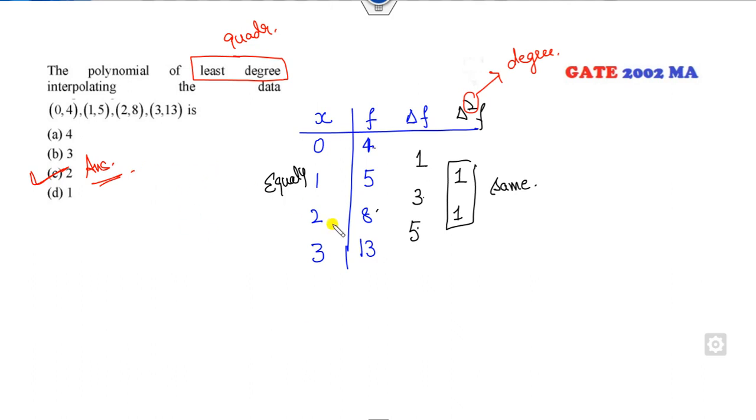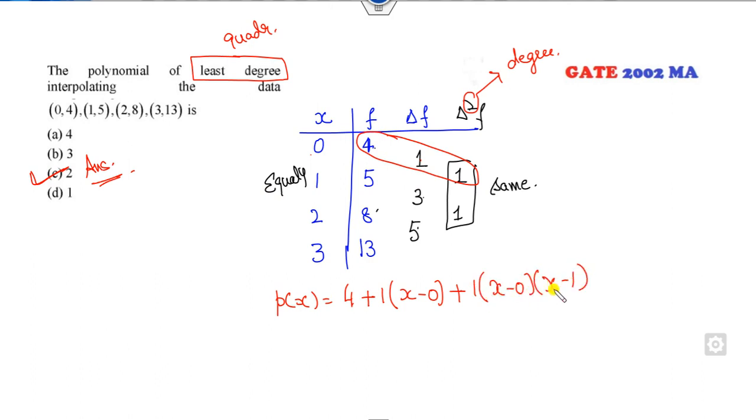And if you want to find the polynomial, how can you find it? You can take the first pair, that is 4 plus 1 of x minus 0, x minus 1. Whatever the answer, you can solve it, and you will get your answer as x square plus 4, which is the right answer.